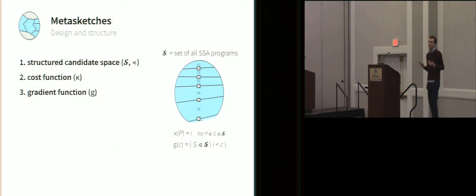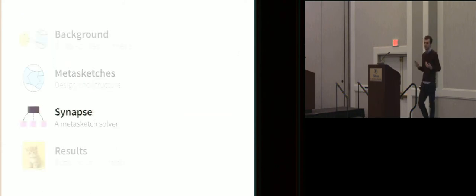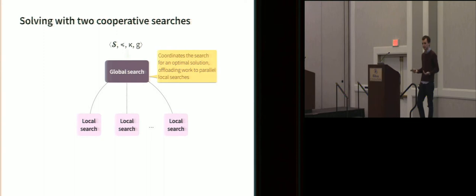So now that we've seen the parts of a metasketch, I want to show you how we'll actually solve them. And I want to present to you Synapse. Synapse is a solver for metasketches. And the key idea of Synapse is that it combines two cooperating searches. At the top level, there's a global search. The global search is responsible for making sure that we reach the optimality criteria, that we find an optimal solution to the synthesis problem. The way that it does that is by offloading work, individual sketches from the metasketch, to a collection of local searches.